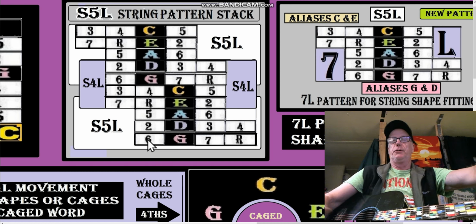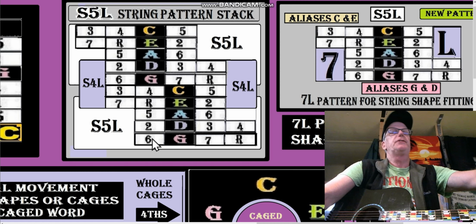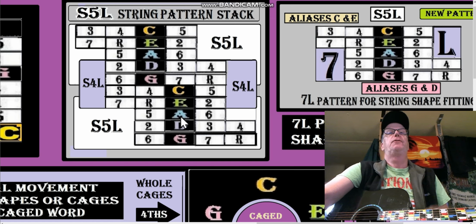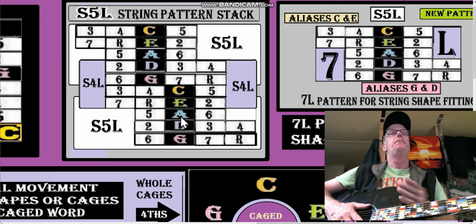Now we can do this: okay, well, what's E the 6th of? E is the 6th of G. Aha. What's E the 2nd of? E is the 2nd of D. Aha. What's E the 5th of? E is the 5th of A. Aha. We're not doing that right now. What I'm saying is for any key.